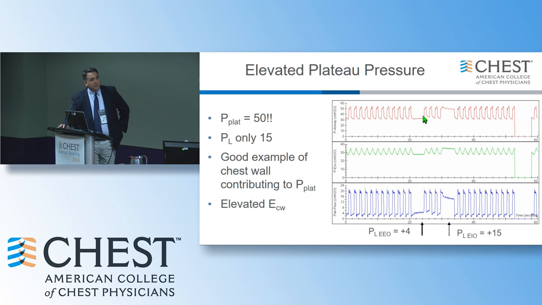So look at their plateau pressure after they made their changes. Actually, it went up to 50. And the transpulmonary pressure, end inspiratory occlusion, is still relatively low at plus 15. Remember, in the paper, they're allowed to go up to 25. This is a very good example of a chest wall, in this case, probably the abdomen in a patient with peritonitis, leading to elevated elastance, abnormal elastance of the chest wall, abnormal compliance, and falsely elevating your plateau pressure.